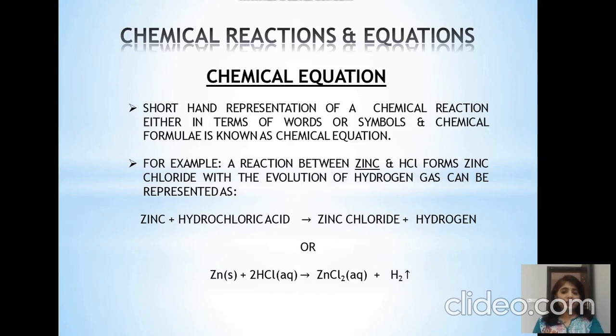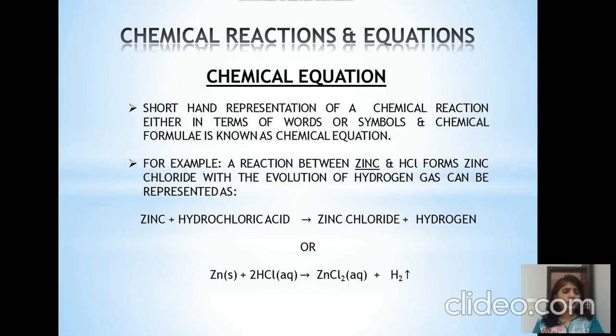We'll see, instead of saying this long sentence or statement, we can write zinc plus hydrochloric acid with an arrow in the center that tells the process is going towards the products, that zinc chloride and hydrogen are the products here. So we are writing reactants on left hand side and products on right hand side. So this whole statement can be given in a brief manner, which is known as chemical equation.